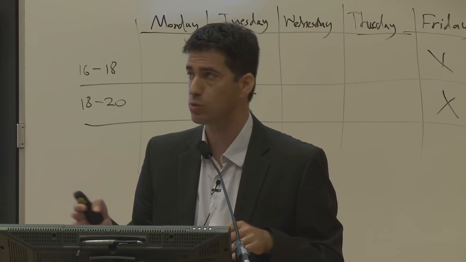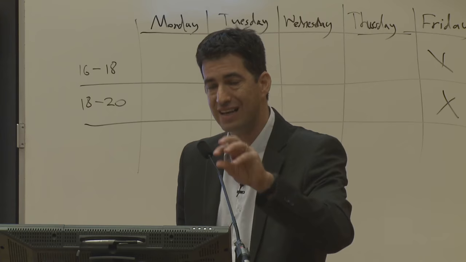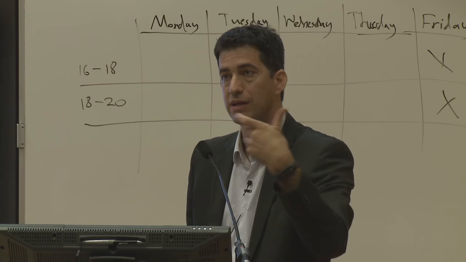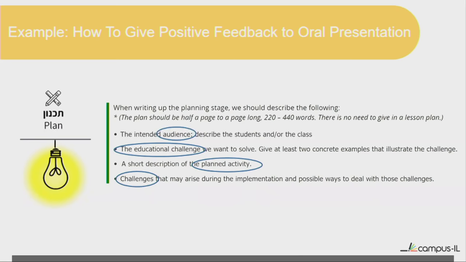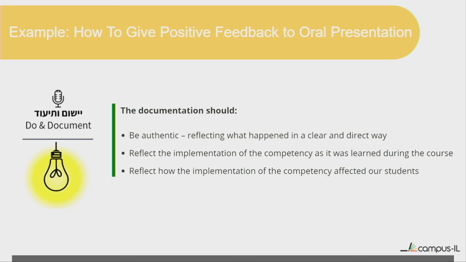It's focused on the audience, on what exactly your educational challenge is, and writing down what you plan to do as an activity. Then you write down all sorts of challenges that may arise during the implementation, and you go and implement. The most important part of the implementation is that it has to be authentic, meaning that you can't write a descriptive article about that.